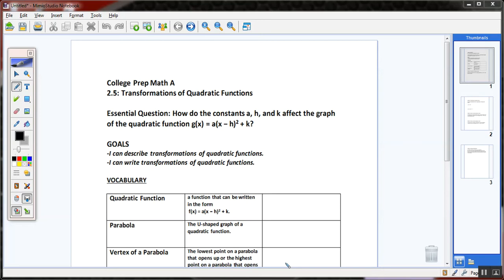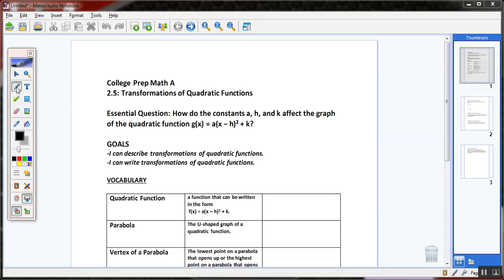Decimals out for this, but we're going to get started in 2.5. I'm going to tell you the last three sections here in chapter 2, they're all going to deal with quadratics. Okay, so 2.5 is titled Transformations of Quadratic Functions. Transformations meaning how are we going to move them, all right?